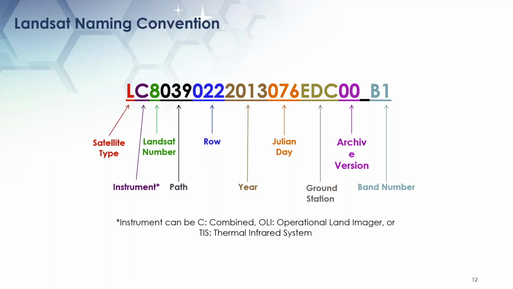Next is the year when the scene was acquired, and then the Julian day. Often NASA data are referenced using Julian days, and you can find the conversion into month and day through a simple Google search. Here, 76 refers to March 17th. Next is the ground station where the data were received. Then you have the archive version number. In our scenes, you will obtain multiple TIFF images that are each banded separately, and we looked at those in the first exercise. If you download the data in this manner, you will also see the band number at the end of the Landsat name.